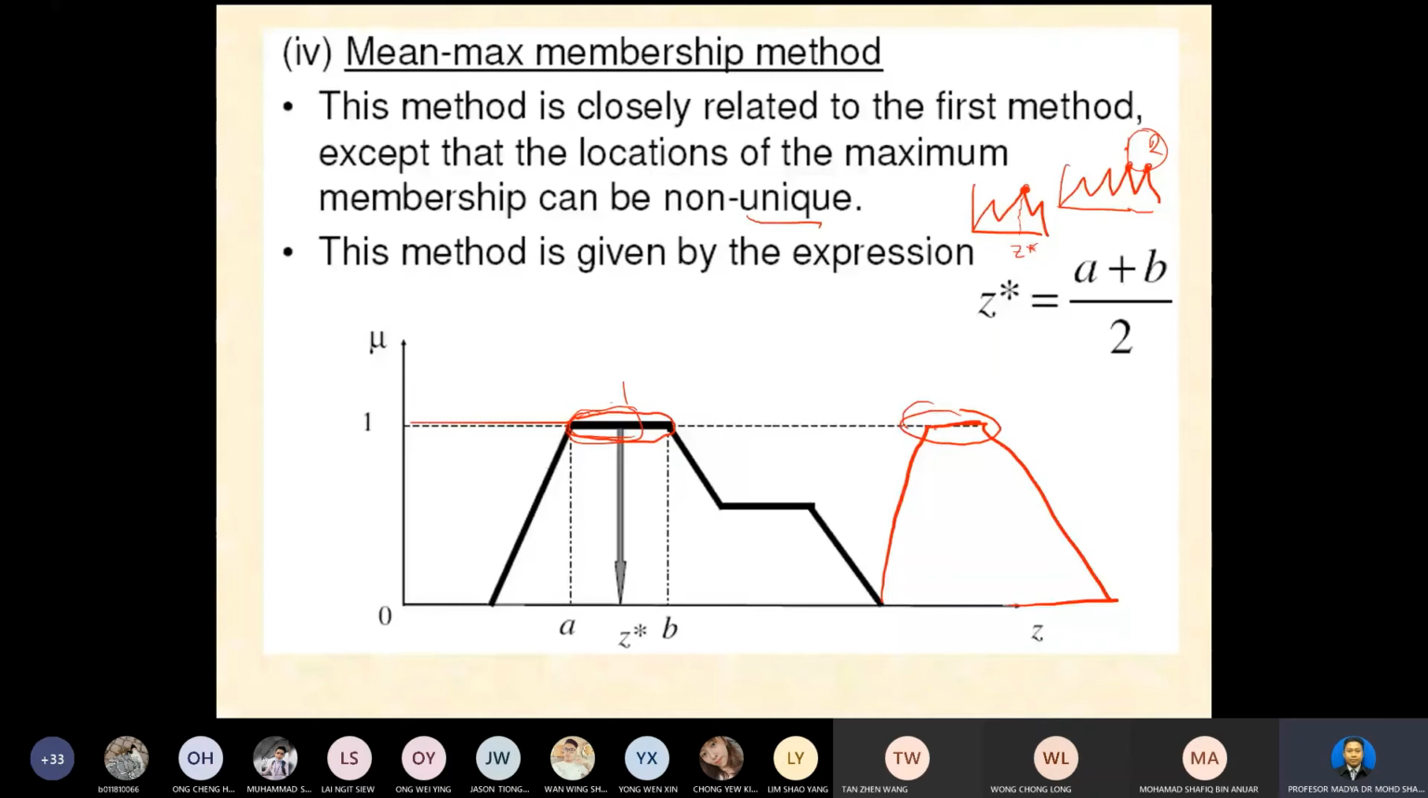For example, so the formula will be this point plus this point, divided by 2. For example, this is our 4 and this is 6, so the Z output will be 4 plus 6 divided by 2, which is 5. Then 5 goes to our plant, our system. So this is our min-max. Only one non-unique value.